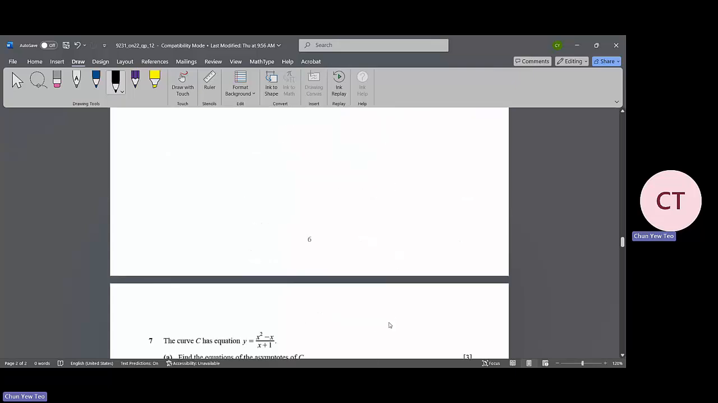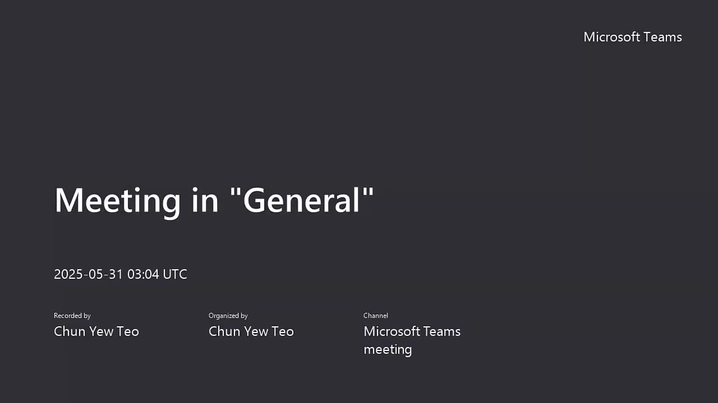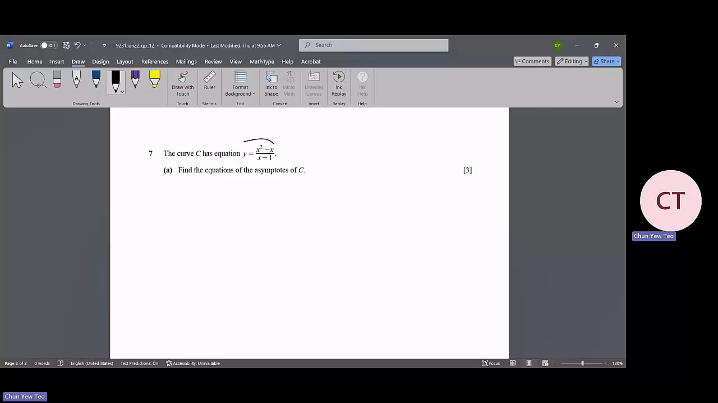Move on. Question 7. Okay, so question 7. C, where y is equal to x squared minus x over x plus 1. So we want to find the equations of the asymptotes of C. We want to find the vertical asymptote. To find the vertical asymptote, we just take the denominator out, let it equal to 0. You can get this. So this is your vertical asymptote, VA.